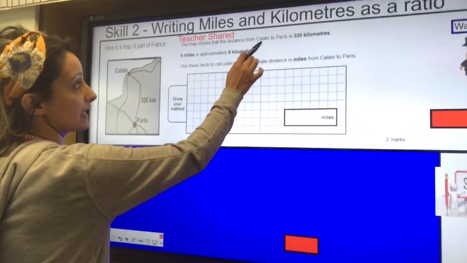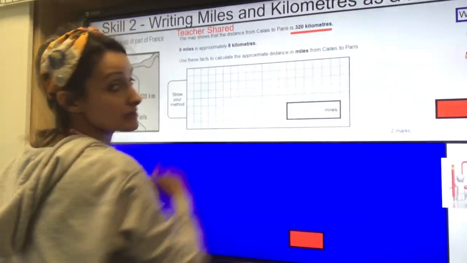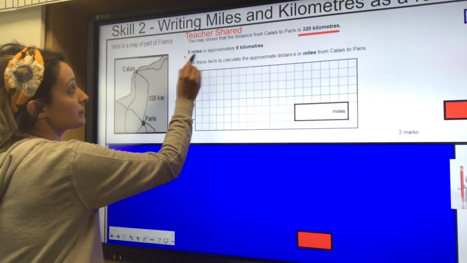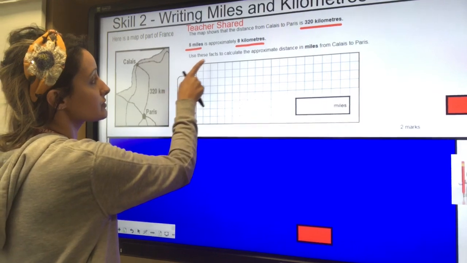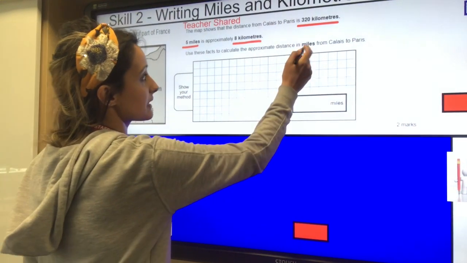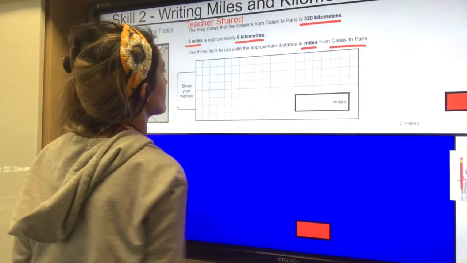Okay. So the map shows the distance between Calais to Paris, which is 320 kilometres. I need that information. 5 miles is approximately 8 kilometres. That's that key conversion we've been looking at. Use these facts to calculate the approximate distance in miles from Calais to Paris.